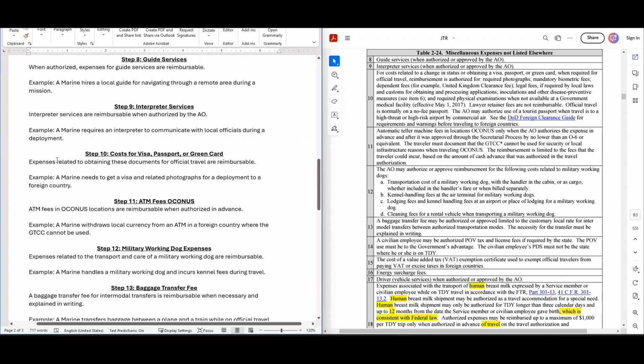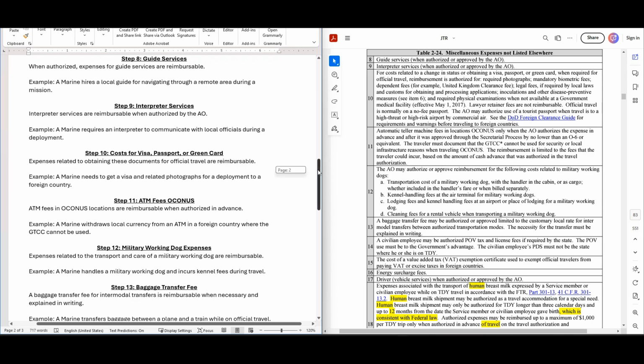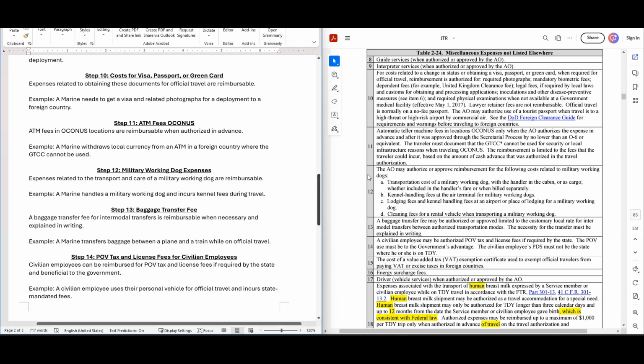And then for the interpreter, a Marine who requires an interpreter to communicate with local officials during deployment is another example of those costs. But you always want to make sure that these are calculated in that authorization before, because it's easier to preemptively think about them and say, hey, this is what I'm going to need for my mission or my travel, versus coming back and saying, hey, this is what I did. Now you're trying to justify why you spent that extra cost.